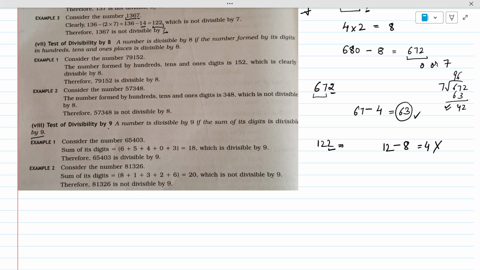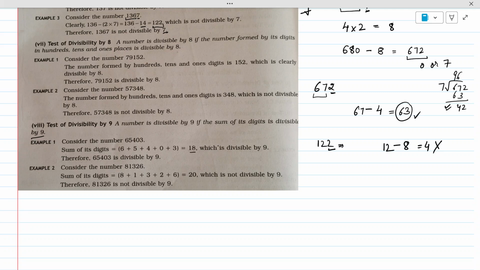Now for the divisibility of 9, we will see if the sum of the digits of the number is divisible by 9. If it is divisible by 9, that means the complete number is also divisible by 9. So the example they have taken here is 65403. What we have to do is add all the digits. The sum of this is 6 plus 5, 11. 11 plus 4 is 15, plus 3 is 18.